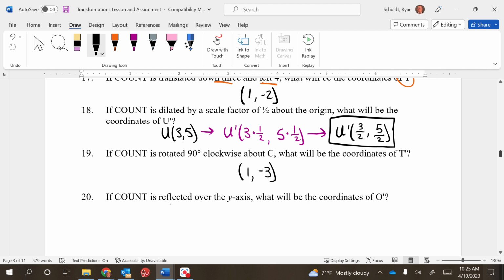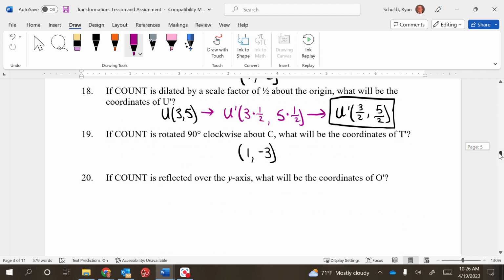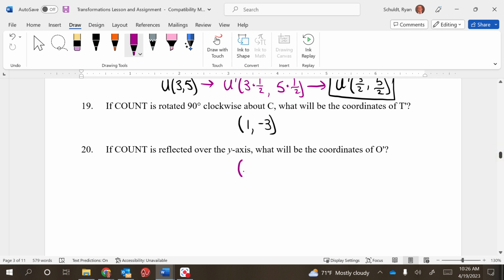And then if count is reflected over the y-axis, what are the coordinates of O prime? So we're going to reflect over the y-axis, this axis right here. So here's O, this would be O prime. It'd be at negative 1, 3.